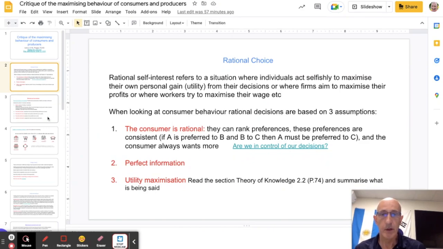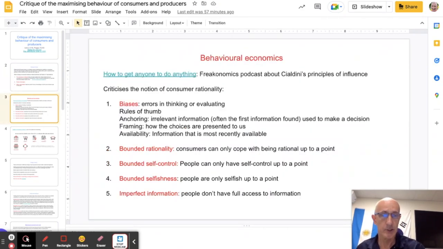And of course, over time, people have questioned whether or not consumers and producers do behave in this rational fashion. And there is good reason to believe that we don't. And in your subject guide, the various criticisms of this idea of rationality are listed here. You've got various biases coming into our thinking. We make decisions based on rules of thumb, or just on the first information that we have available to us, or how choices are presented to us.